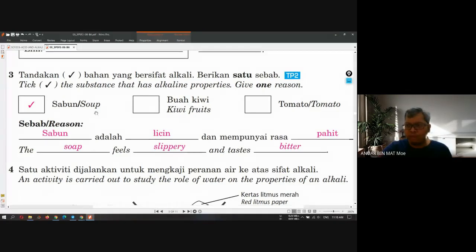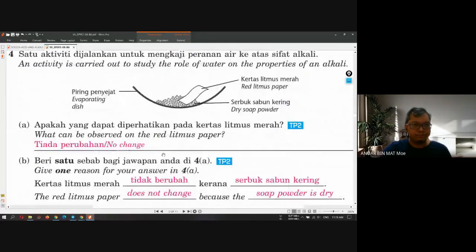But soap, has everybody tasted soap? Soap is not sour. Usually it is bitter. One example of the property of alkali is that it is slippery. When a thing is slippery and tastes bitter, usually it is a property of alkali. Number 3, is it okay? Okay, I go to number 4.